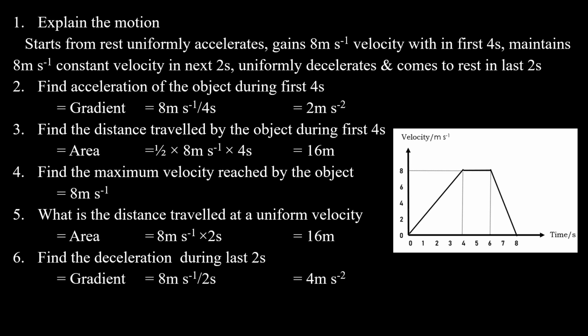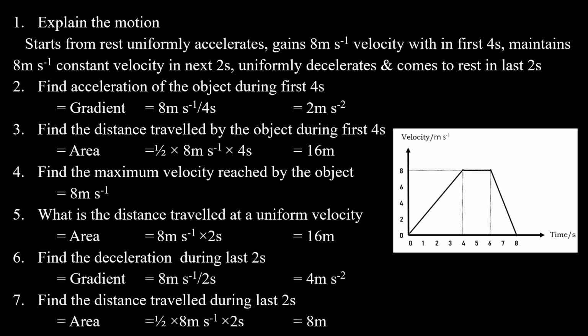You have to calculate the gradient here, which is 8 meters per second divided by 2 seconds, and the answer is 4 meters per square second. Finally, they ask, find the distance traveled during last 2 seconds. So again, it's a distance, you have to calculate the area, and in the last 2 seconds, it's a triangular shape again. So half into 8 meters per second into 2 seconds is 8 meters. Easy, right?